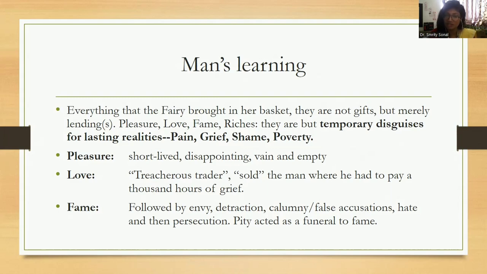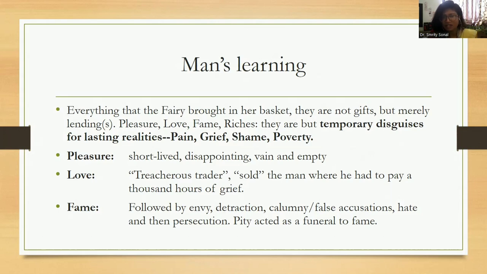And the moment he chooses love, he realizes only later that it was a treacherous trader. So the writer puts it up like a treacherous trader, which has somehow done a wrong trading. And somehow he had to pay for that love by sitting and spending his thousands of years in grief. So with love, he understood that all the people he loved were to leave him at some point of time. And he was just sitting next to their graves and crying. So the thing that he thought was love has given him immense amount of pain. And this was the disguise that love came with.